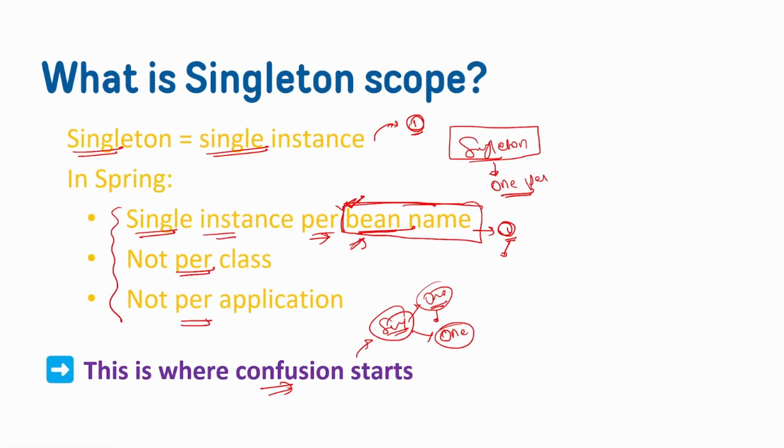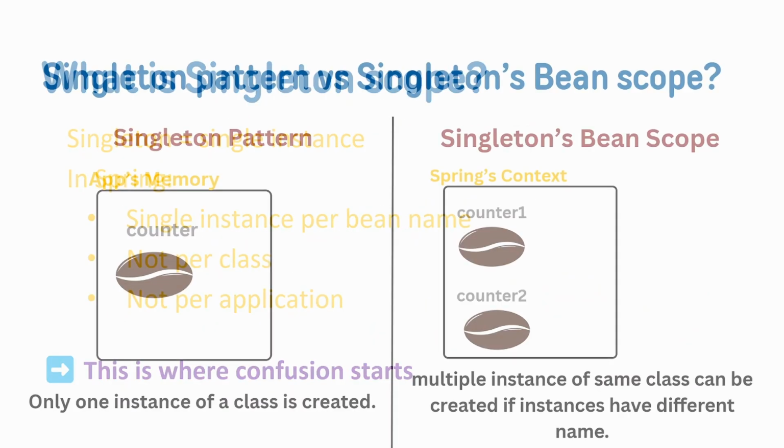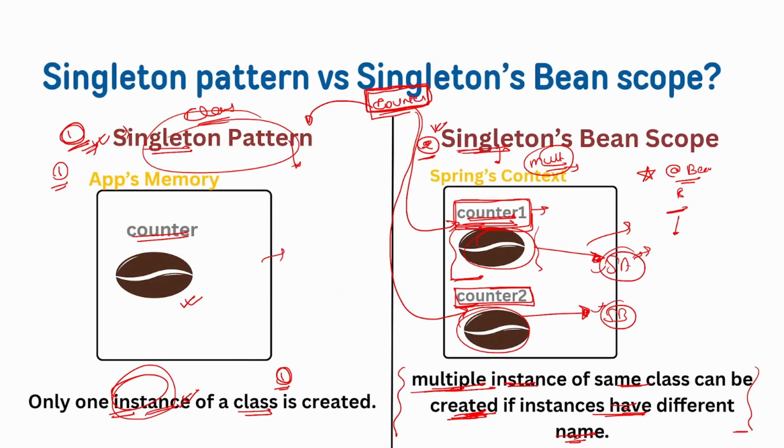So in Spring, what does a singleton scope mean? Singleton scope means a single instance per bean name, not per class, not per application. We can create as many instances of a single class as we want, but they should have different bean names. So this is the classic difference between the singleton class pattern and the singleton bean scope. In the singleton bean scope, multiple instances of the same class can be created, but in the singleton class pattern, only one instance of a class can be created. I have also given you the example, so now it will be clear to you.